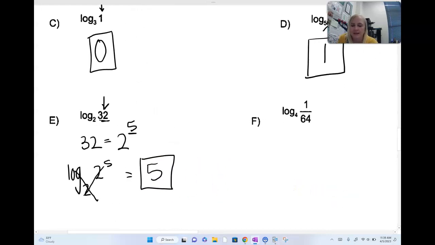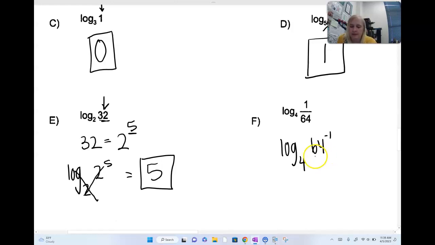All right, same with this one. Remember that fraction property. We want to change it into that negative exponent. So log base 4 of 64 to the negative 1. Anytime you have those fractions, you want to change it, or anytime you have a radical, you want to change it to an exponent just to make things easier for yourself.